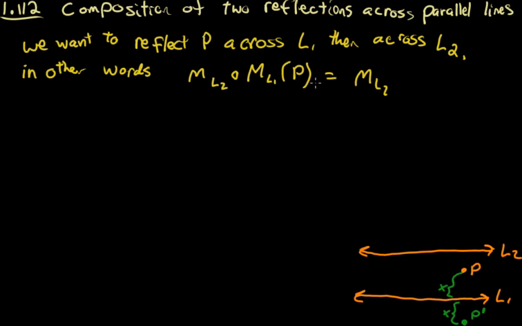I'll just do that all in yellow. Too many colors will get confusing. M of L sub 1 of P, which equals M of L sub 2 of P prime. So that's where we're at right now with the P prime. I'll do that in green.